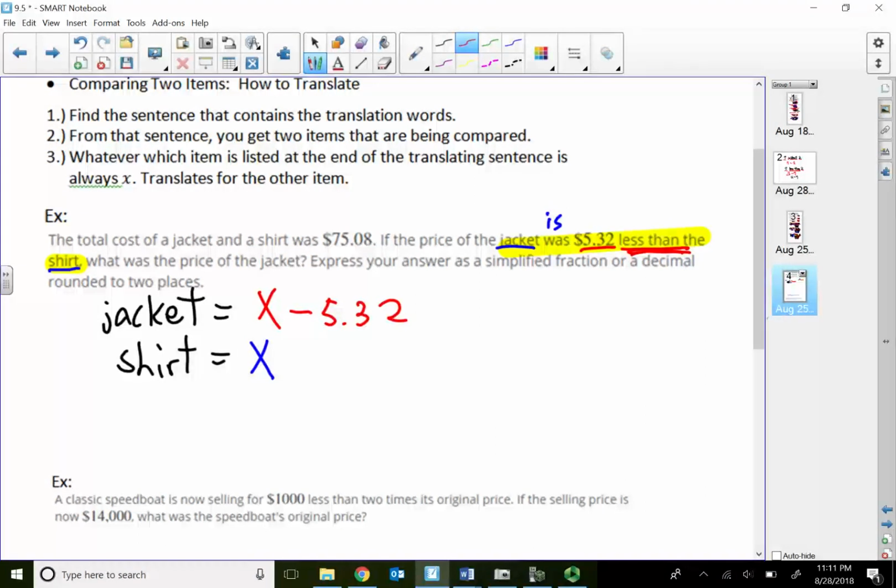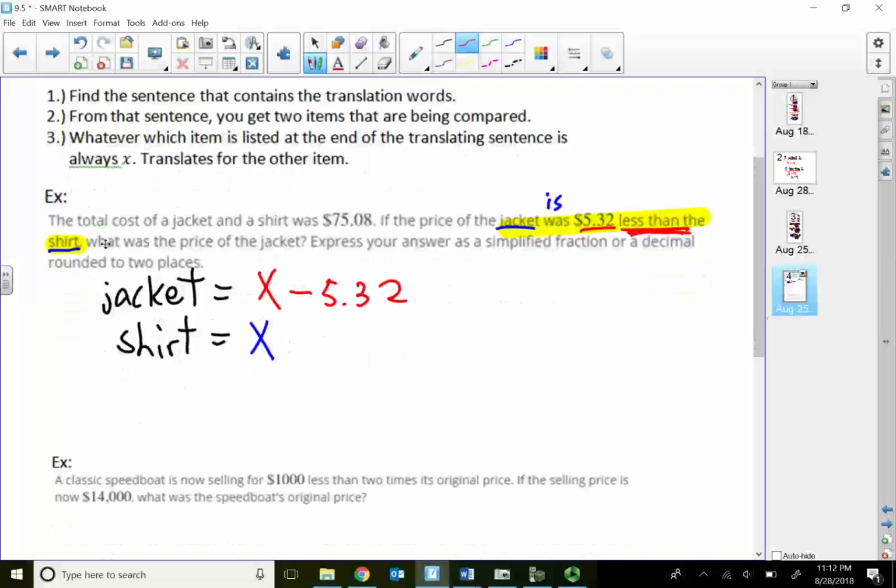So the 3 steps I wrote here is only translating for the items. So how do I write the equation now? Most students say, well, how do I set up the equation? The truth is, the problem already told you. Our job is to translate for the items.